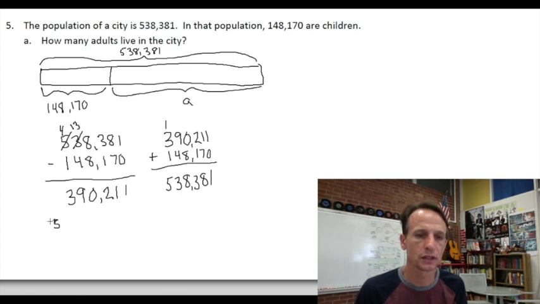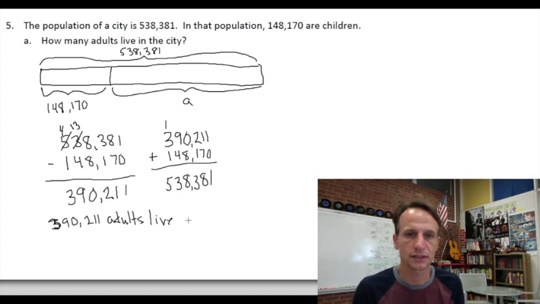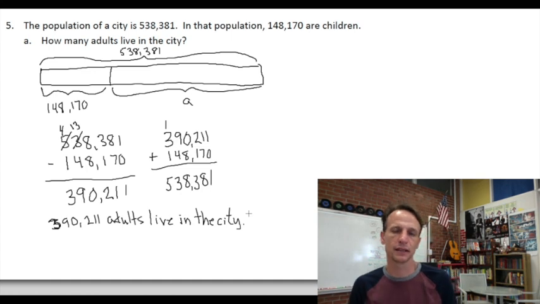3. Make that 3 beautiful. 390,211 adults live in the city. All right. Excellent. Ready to go on.